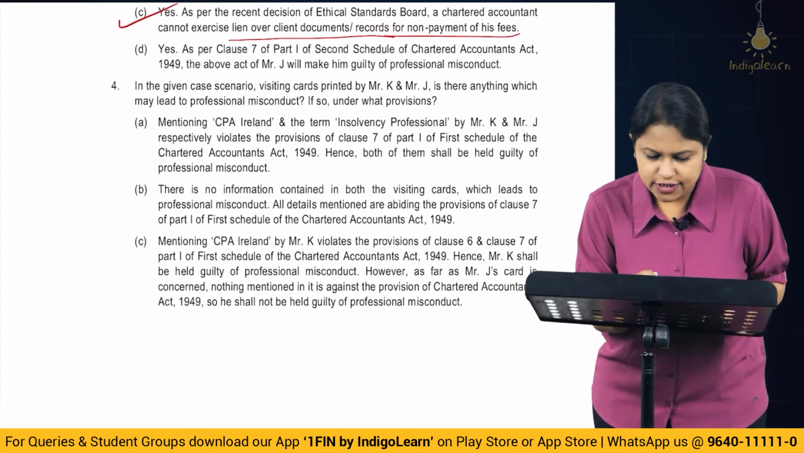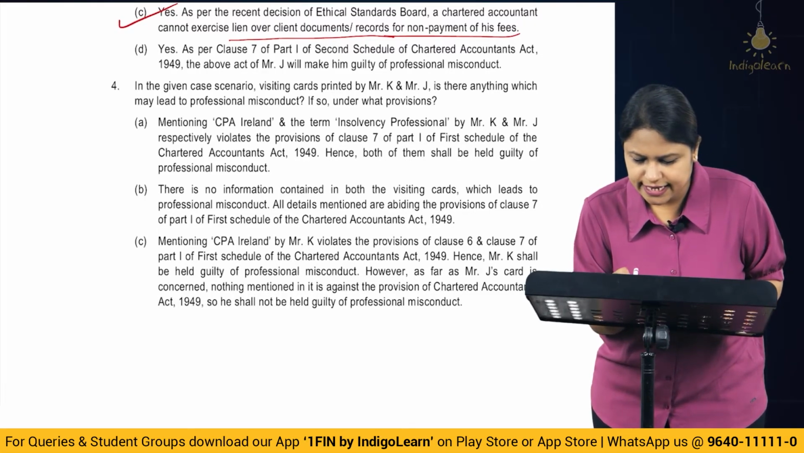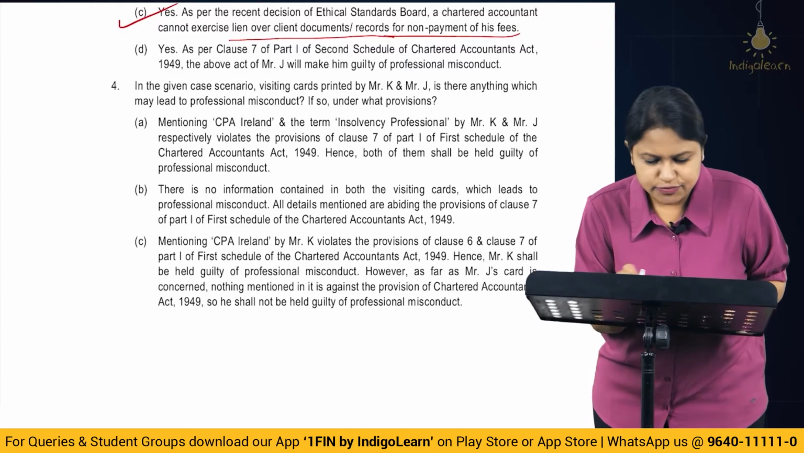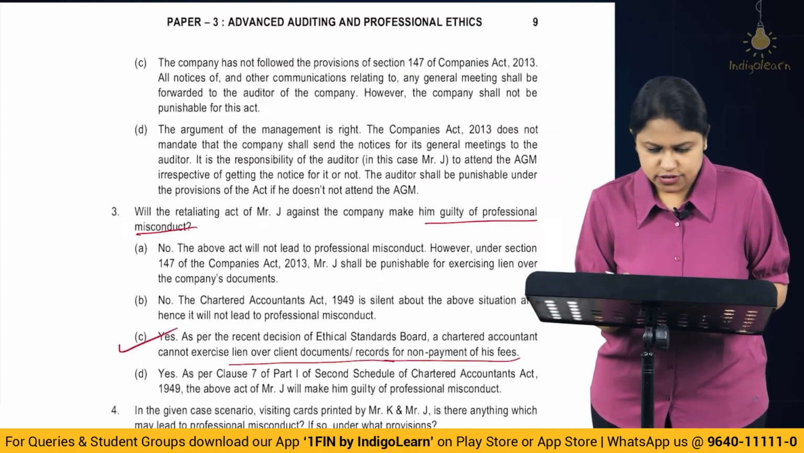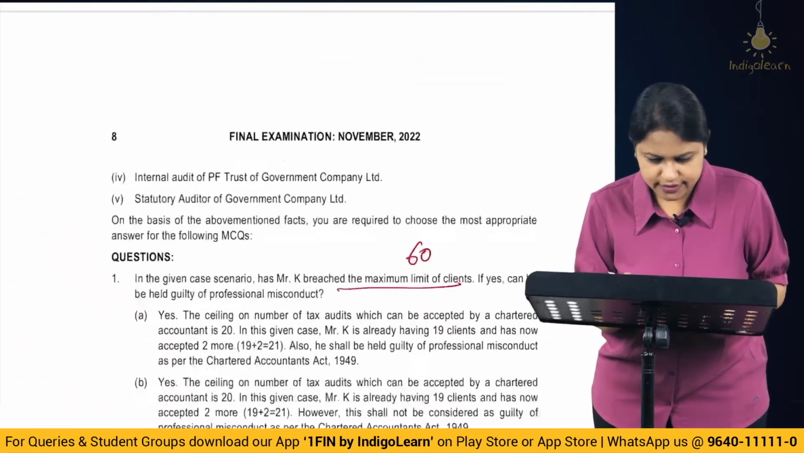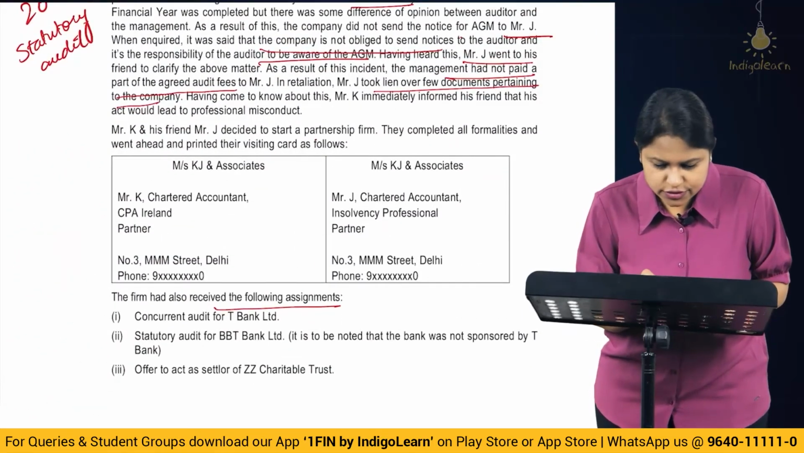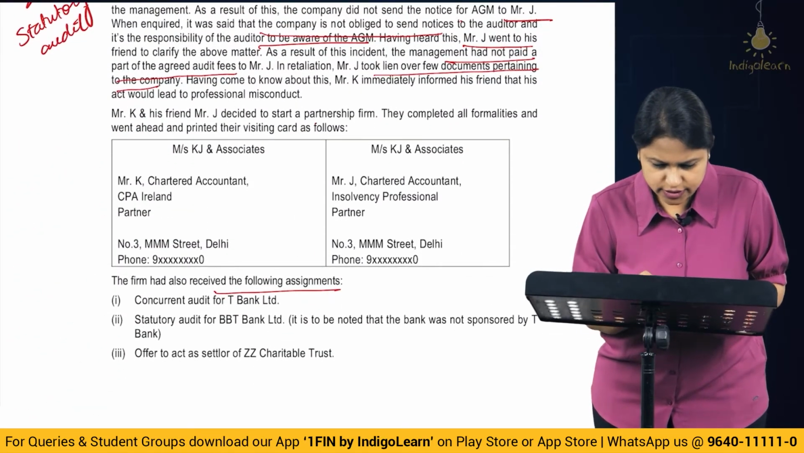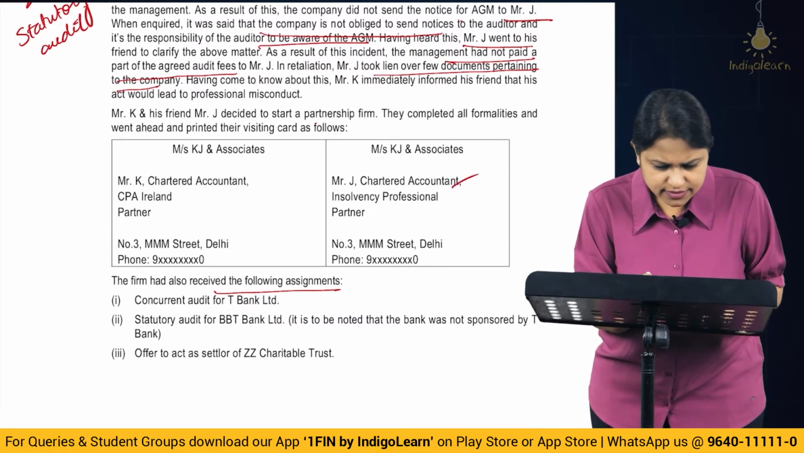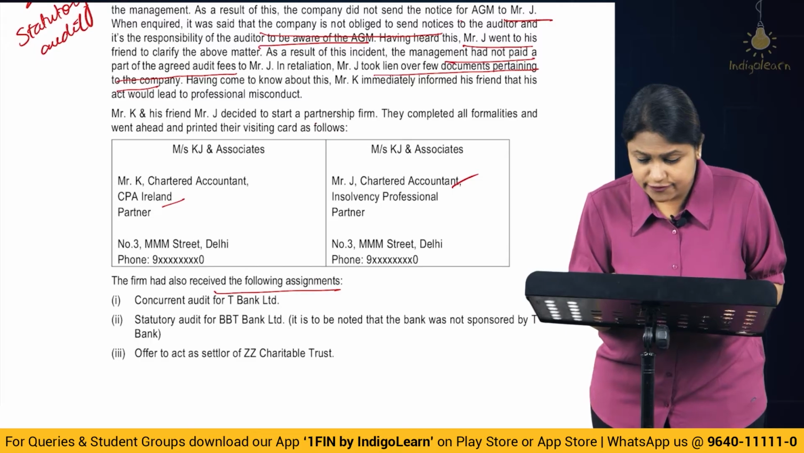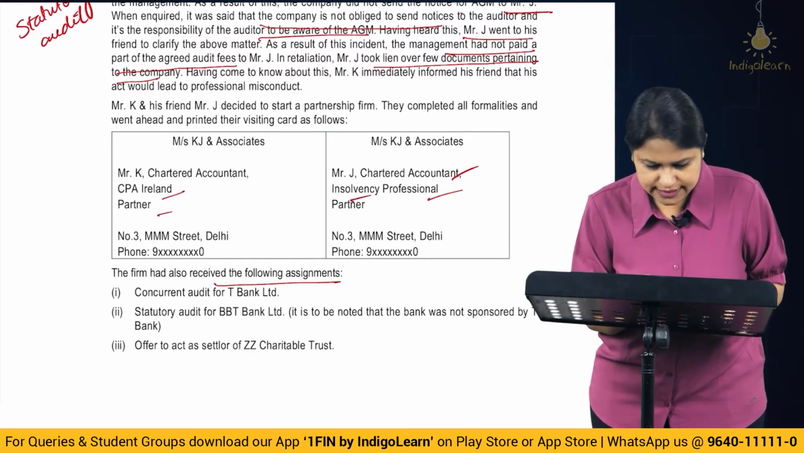In the given case scenario, in the visiting cards printed by Mr. K and Mr. J, is there anything which may lead to professional misconduct? If so, under what provisions? So let us have one look at the visiting card that I have given. So this is what the visiting card looks like. Here they give Mr. K chartered accountant, Mr. J chartered accountant, which is correct. CPA Ireland and insolvency professional, their partner, and then the address is given.